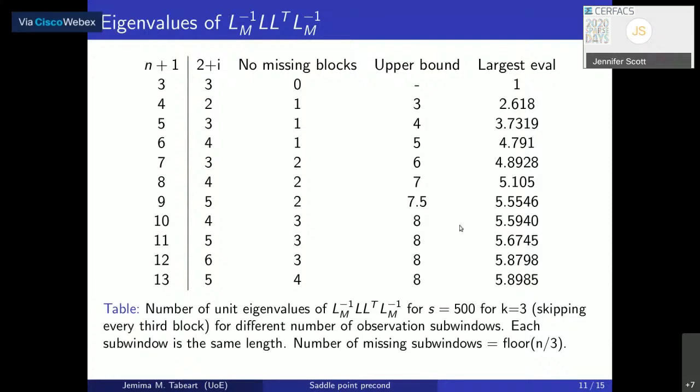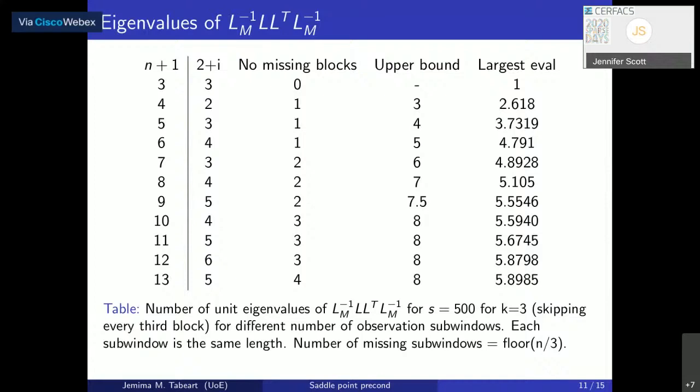transpose. But what this is saying is that as we increase the number of sub-windows, although we're massively increasing the dimension of our matrix, we don't expect the upper bound to blow up at all, and we expect there to be a significant number of unit eigenvalues.